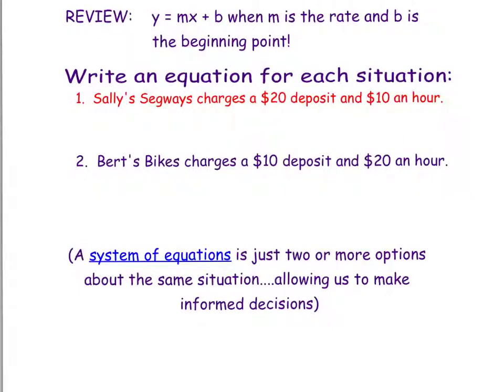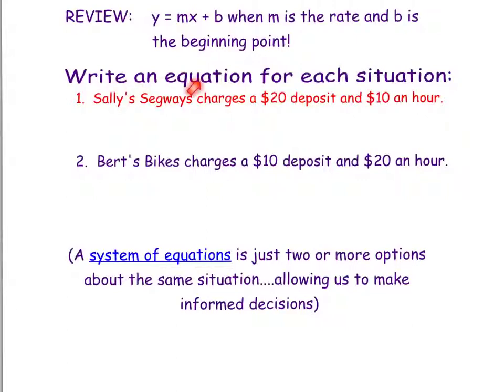Alright, let's begin this lesson with a little bit of a review. We are going to review writing equations in slope-intercept form. Y equals mx plus b, where m is the rate, how much it's going up per something or down per something, and b is the beginning point. So in other words, the m is the slope, which is the same thing as rate, and b is the y-intercept, the beginning point or the starting point.